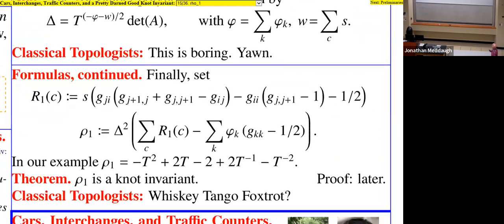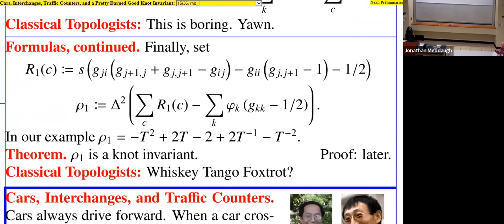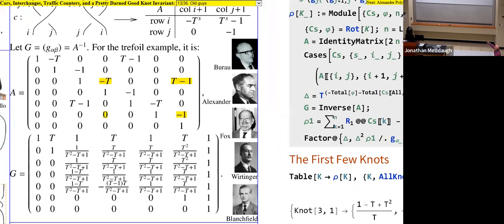Now let's continue with the formula. So this box is everything. This is where all the new stuff happens. So for a crossing C, with sign S and two incoming strands, the upper one I and the lower one J, I define a quantity R1 of C, and R1 of C is the sign S times a certain quadratic expression, GJI multiplied by GJ plus one J, whatever is written here. It's a quadratic expression in the entries of the matrix uppercase G that was written here. Okay?